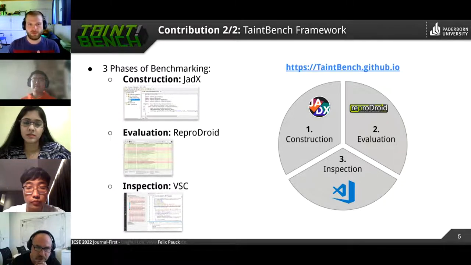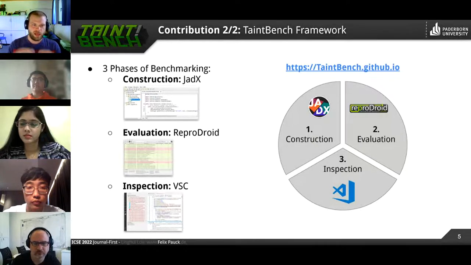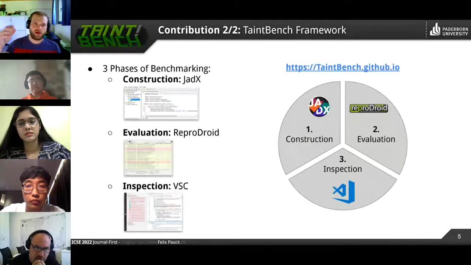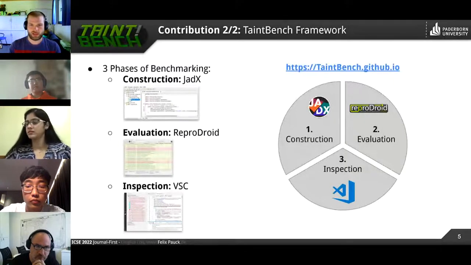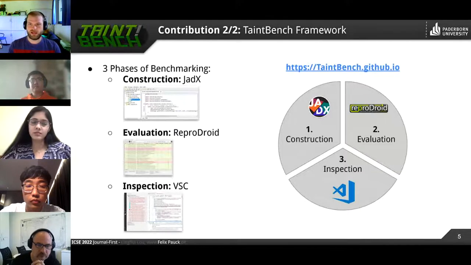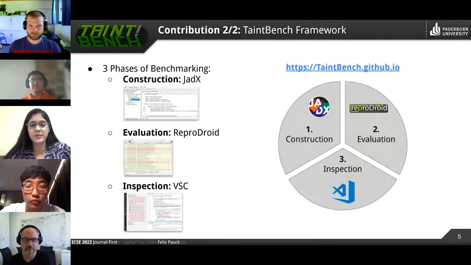Therefore, we extended RepoDroid such that it takes the output of the first phase and directly generates an executable benchmark that you can execute for all sorts of taint analysis tools. And finally, for the inspection phase, we wrote a Visual Studio Code plugin that allows you to inspect the outcome of the first and the second phase and to compare both of them against each other. And again, this part, the framework, is also available on our website.